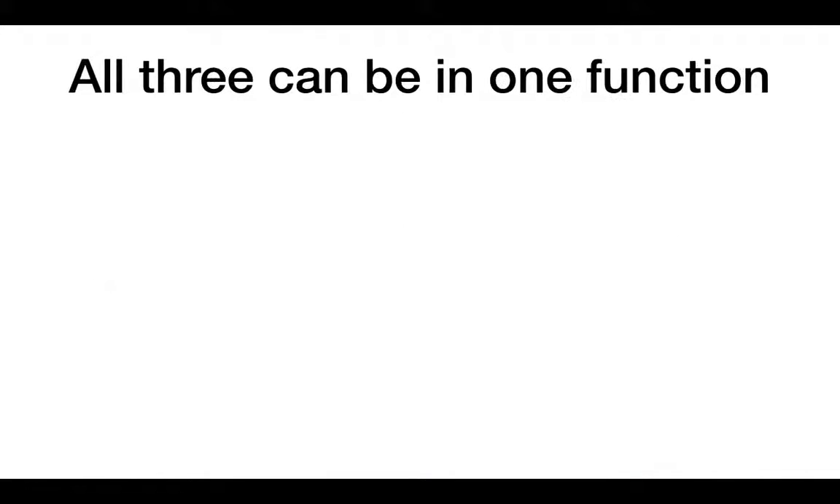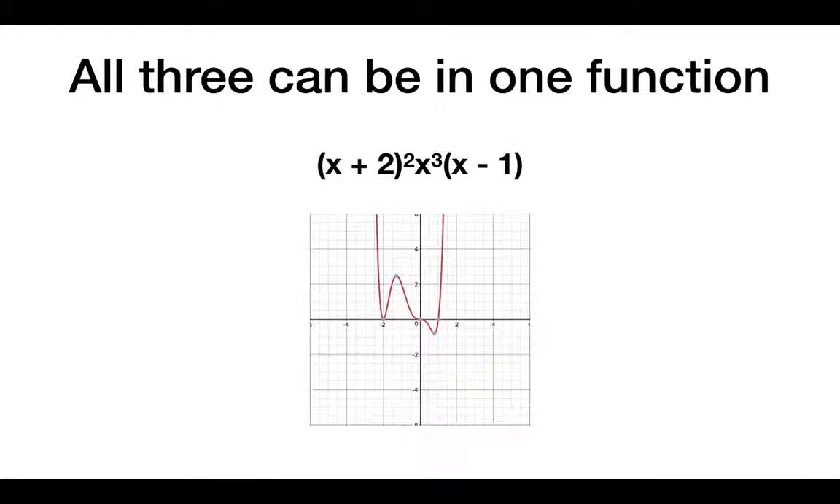Fun fact, all three can be in one function, like this one right here. If you look, this x plus 2 means the zero is at -2, and since it's squared, it should be a bump, and sure enough, yes it is. Then, x cubed, that means zero, and at zero there's a wiggle, and sure enough, looks like a wiggle to me. And finally, at x plus 1, it's a cross.